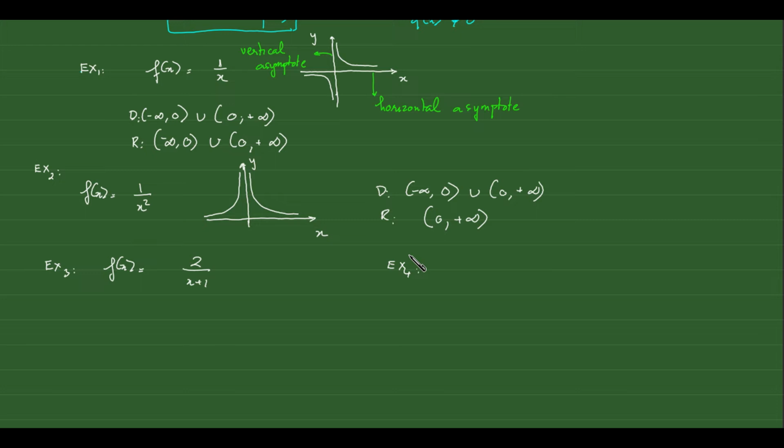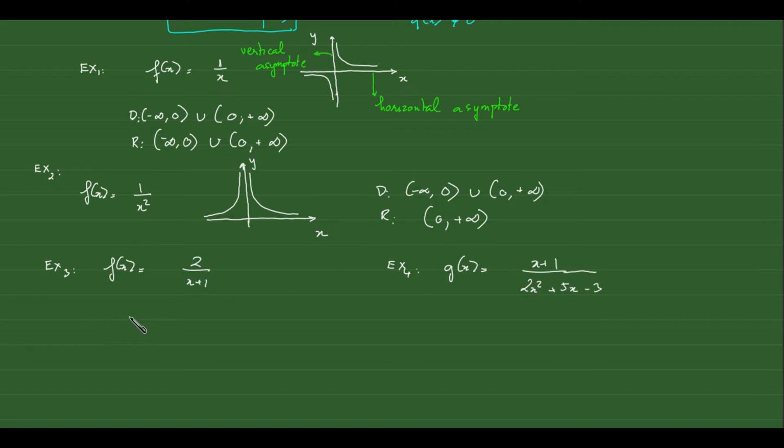Or we have something more complicated. How about like this? I have y equal to x plus 1 over 2x squared plus 5x minus 3. You know, this is also a rational function, because the top and the bottom are polynomials. So how are we going to find the domain?